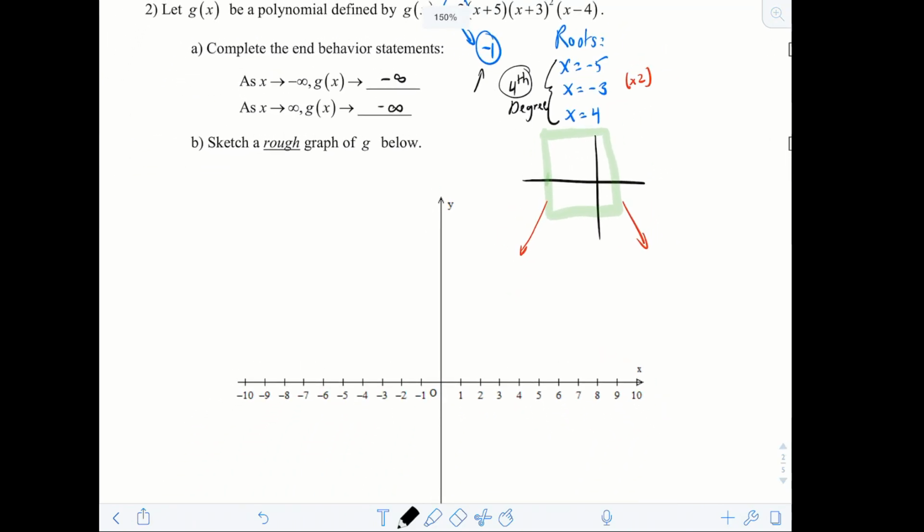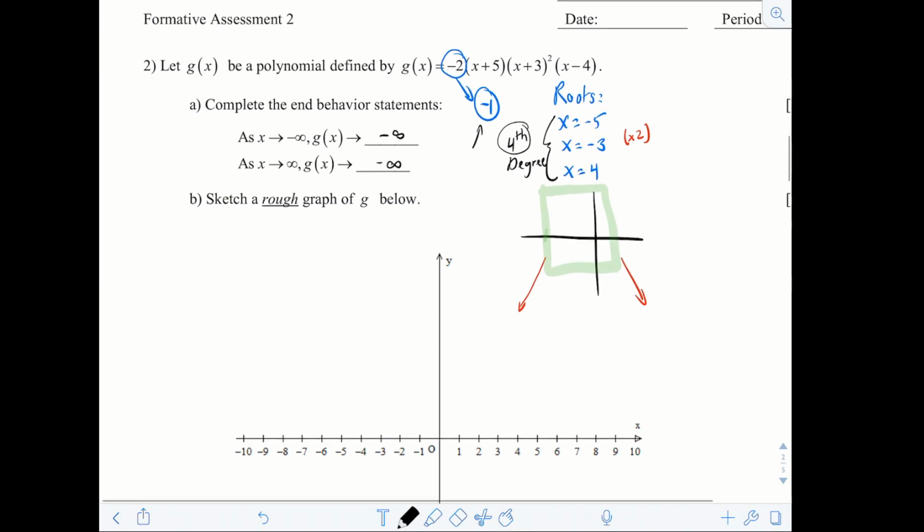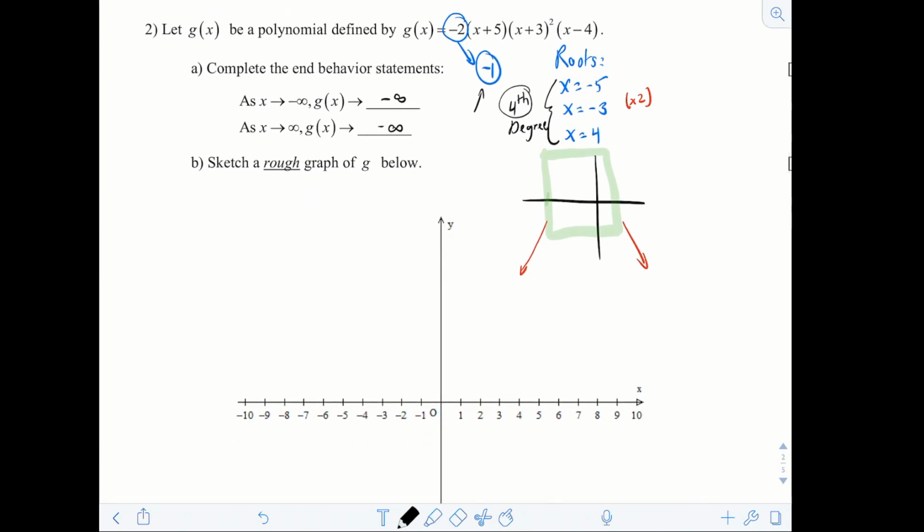Okay, then it says draw a rough sketch of this. Now the nice thing, since you guys will actually have a calculator for this, you can figure this out on your own by just typing into your calculator. But since I do not have a calculator and I want to try and do this on my own, I'm going to write down my roots, also known as my zeros. So I'm going to write down negative 5, negative 3, and 4.